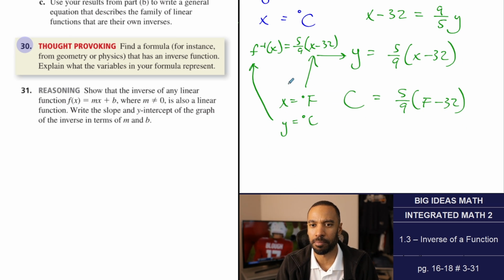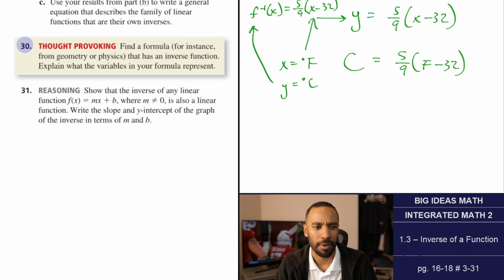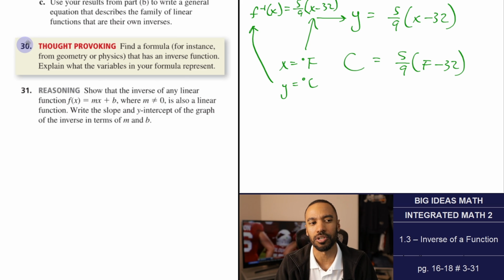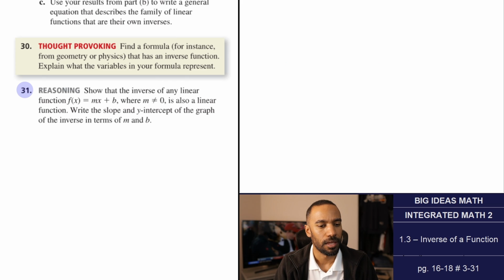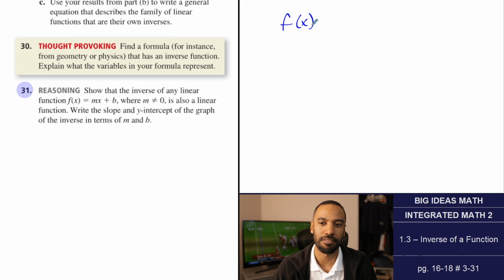There are a bunch of them that you can do, I'm sure. I'm just not playing with them in my head. This is just thought-provoking. You can research it. And number 31, show that the inverse of any linear function, f of x equals mx plus b, where m does not equal 0, is also a linear function. Write the slope and y-intercept of the graph of the inverse in terms of m and b. So we're just using that they have, f of x equals mx plus b.